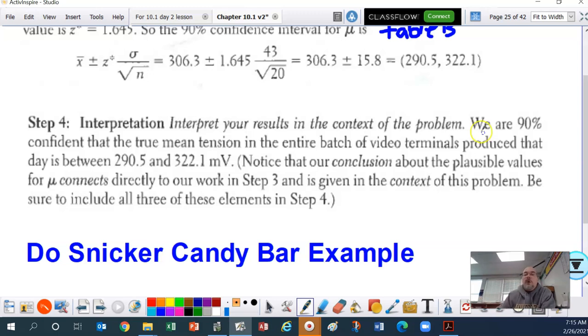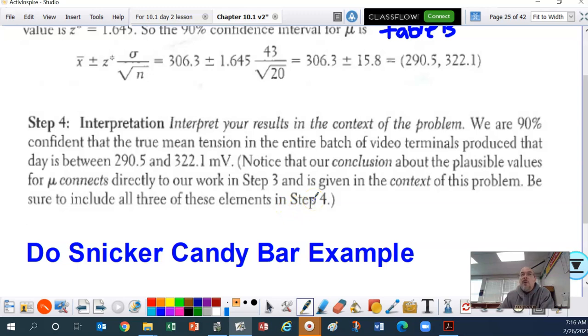So this is what we say. We are 90% confident that the true mean tension in the entire batch of video terminals produced that day is between 290.5 and 322.1 millivolts. Okay, boom, we're done. Now, a little note: notice that our conclusion about the plausible values for mu connects directly to our work in step 3 and is given in the context of this problem. Be sure to include all 3 of these elements in step 4.